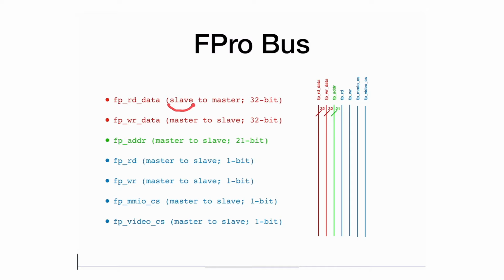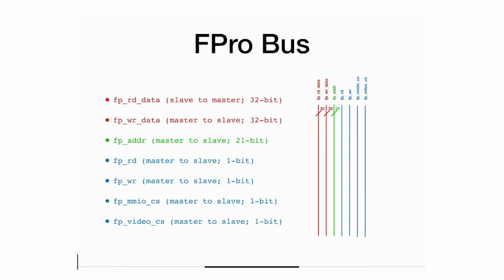The rest of the signals, all of them, you'll see are initiated from the master, which is the processor, to the slave, which is one of the I/O cores or one of the subsystems within the video subsystem. This FPro bus again is connected to both subsystems, the MMIO and the video subsystem.